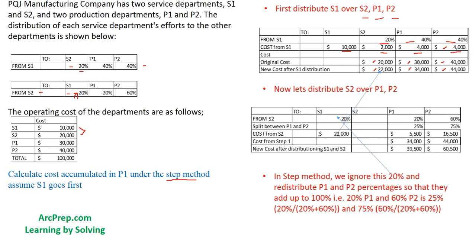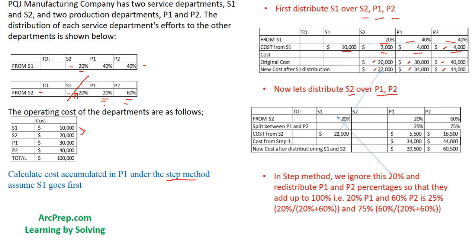One thing I need to note on S2 is we need to calculate S2 over P1 and P2. There is no reason to go back to S1. We already calculated it. So in effect, this 20% is not relevant anymore. We just need to calculate S2 over P1 and P2. But what we see is we need to distribute it such that it is 20 to 60, or 1 to 3.